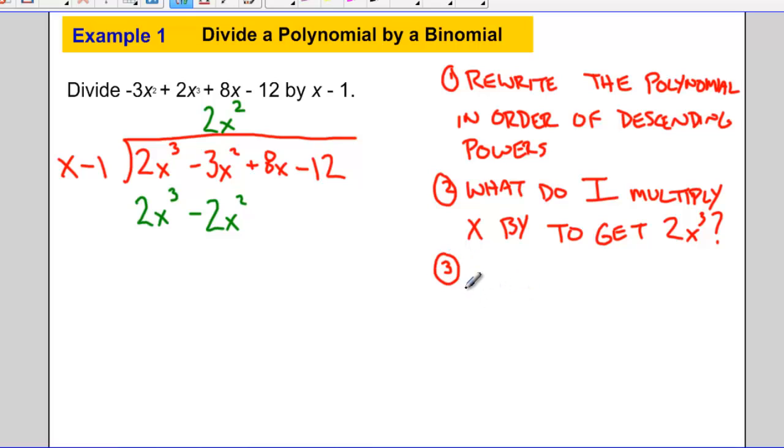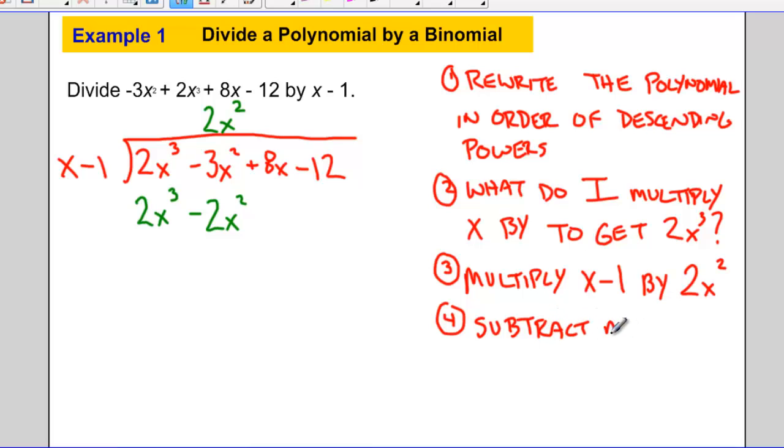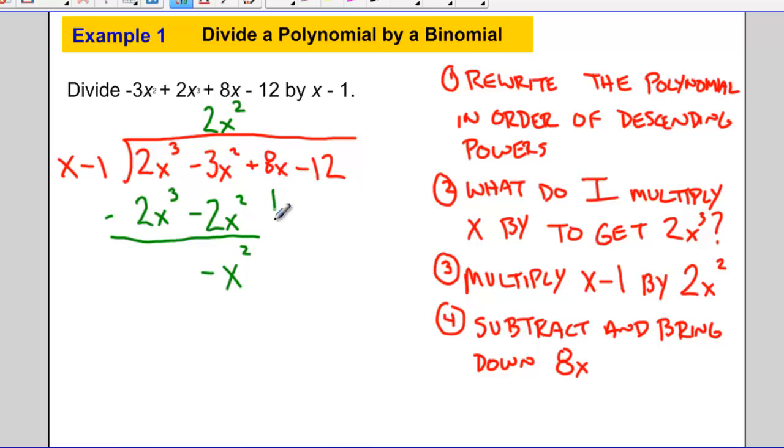So my third step, multiply the binomial x minus 1 by 2x squared. And then, just like in long division, I subtract and bring down the next term, which is 8x. So subtracting, 2x cubed minus 2x cubed is 0. Negative 3x squared take away negative 2x squared would become negative 3x squared plus 2x squared. So I'm just left with a negative x squared. Bring down the 8x.